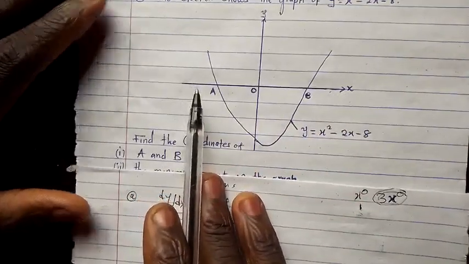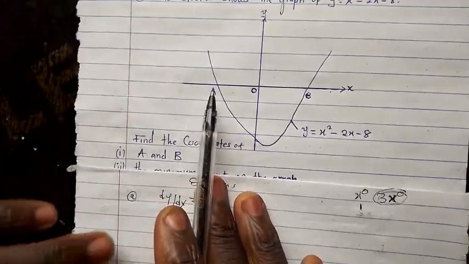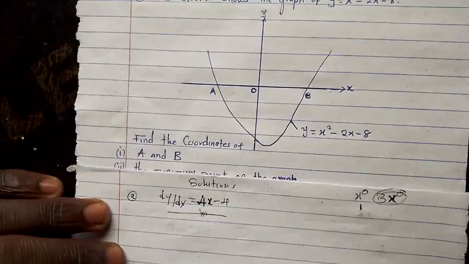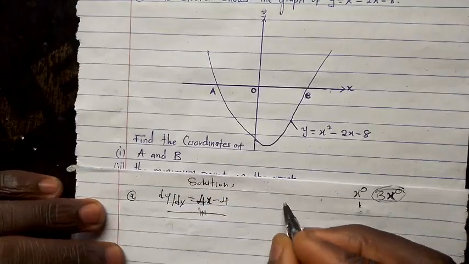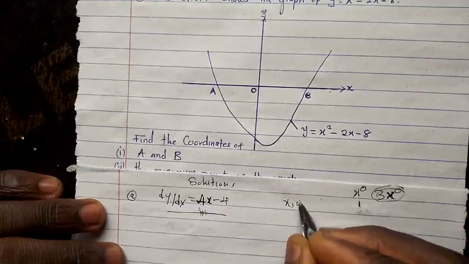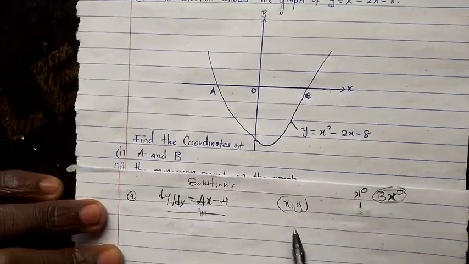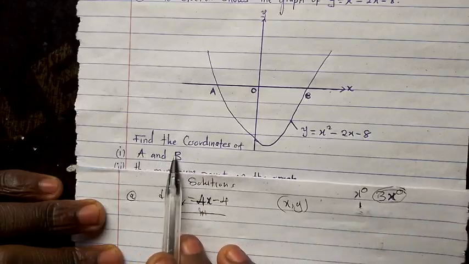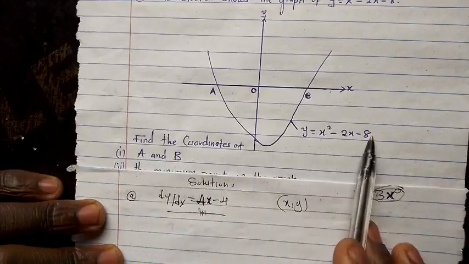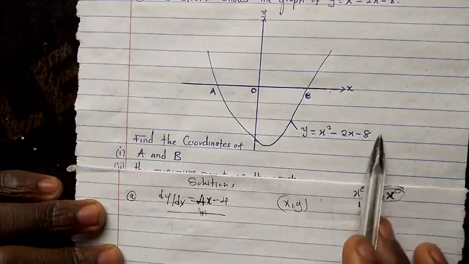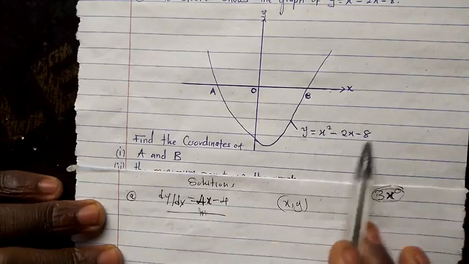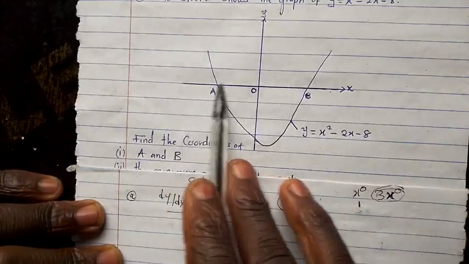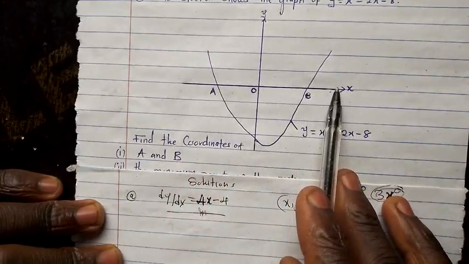So now for us to find the coordinates of A and B, and mind you, the coordinates obey the layout of x, y. So in this part here, for me to find the coordinates of A and B, I'm going to use the same equation that I've been given in this question. So now I was saying in the x-axis, y is equal to 0.